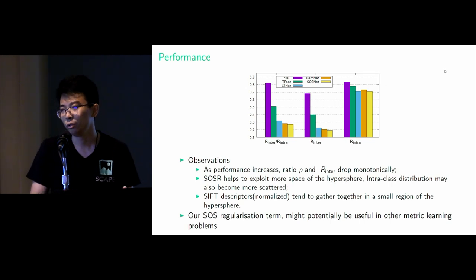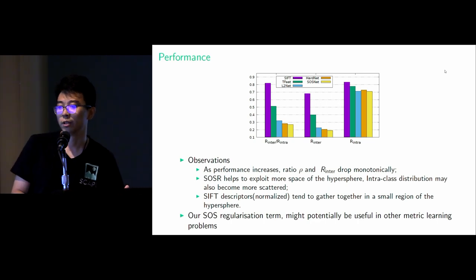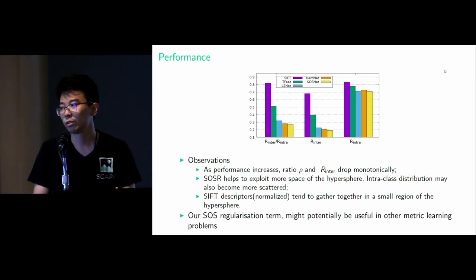By using this new evaluation protocol, we interestingly found that the classic SIFT discriminators tend to gather together in a small region of the hypersphere. This means SIFTs are very invariant but not discriminative enough. And also, better discriminators always exploit the hypersphere better. And we hope our observation can inspire researchers in designing more powerful discriminators. And finally, our proposed SOS regularization is not just limited to local discriminator learning. It might be beneficial in other metric learning tasks.